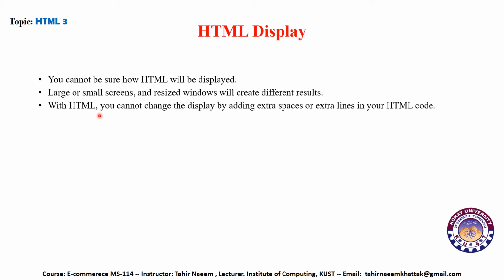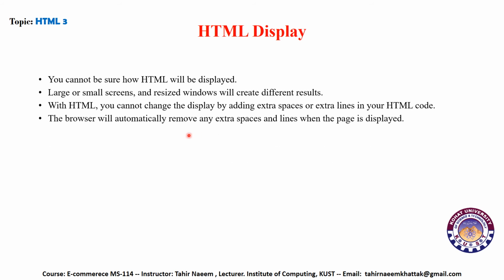With HTML you cannot change the display by adding extra spaces or extra lines in your HTML code. So we cannot add extra space or extra lines during runtime so that different viewers can view it similarly. The browser will automatically remove any extra spaces and lines when the page is displayed. So if we insert extra spaces and lines inside our code, they will not be displayed in the browser.